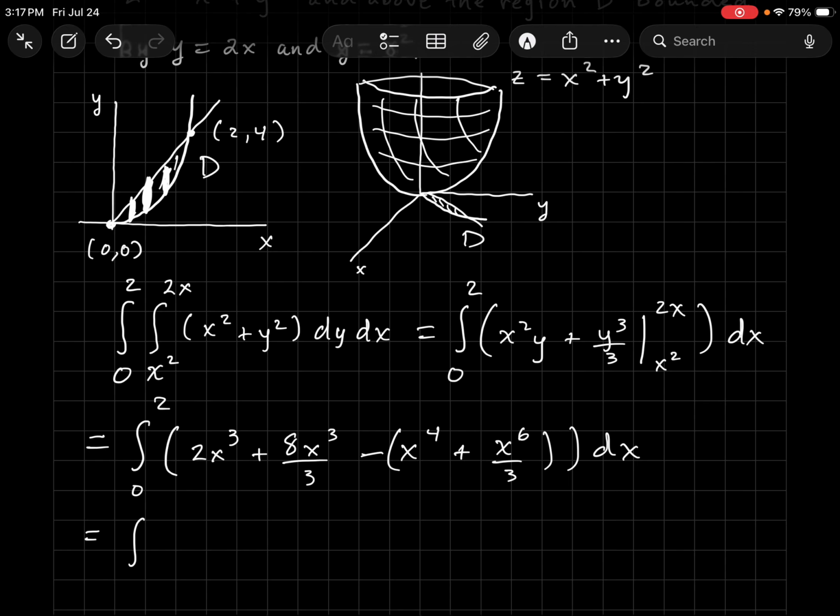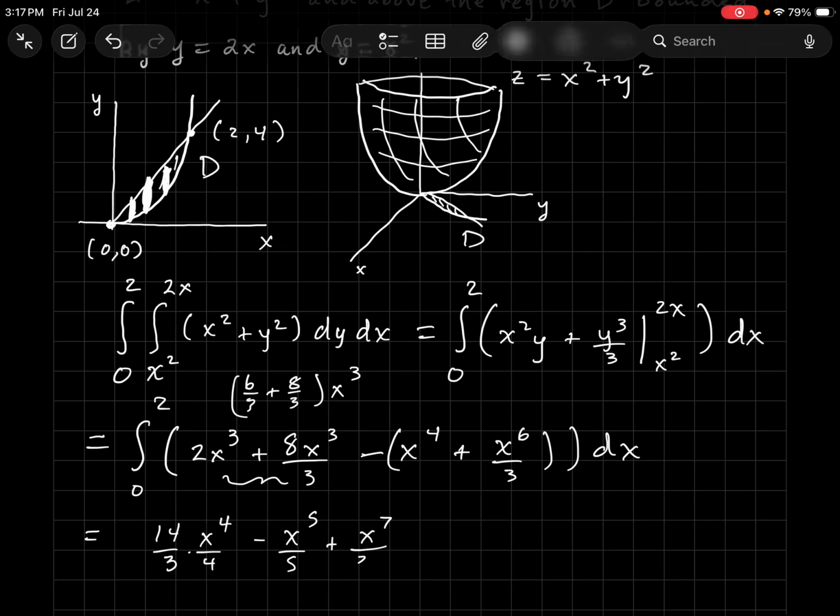And then I'll set this up. I may not solve this one, but I could put these two things together. That would be 6/3 plus 8/3 x cubed, right? So we have 14/3 x cubed. So 14/3 when we integrate x to the 4th over 4. Then minus x to the 5th over 5 plus x to the 7th over 3 times 7 from 0 to 2.